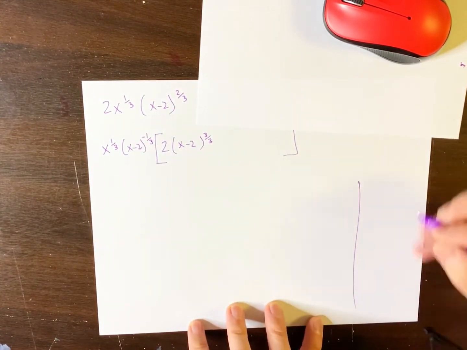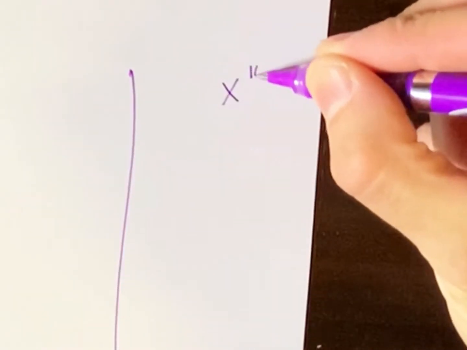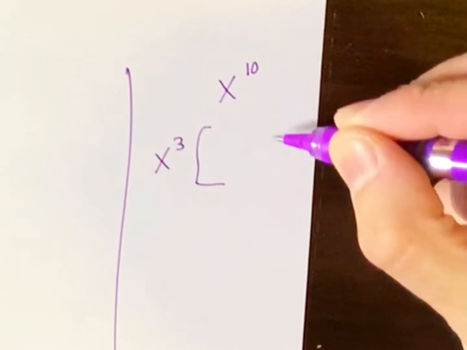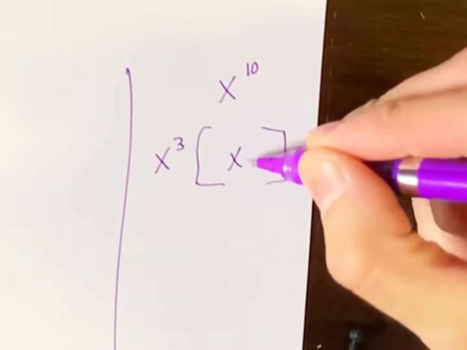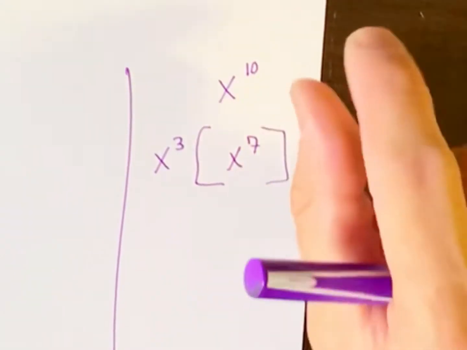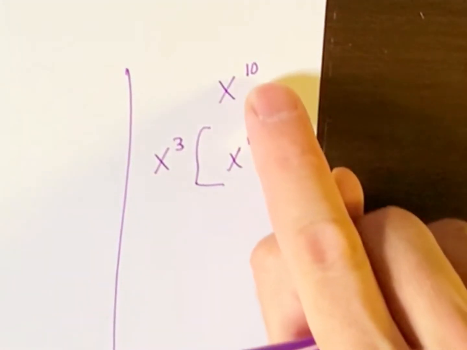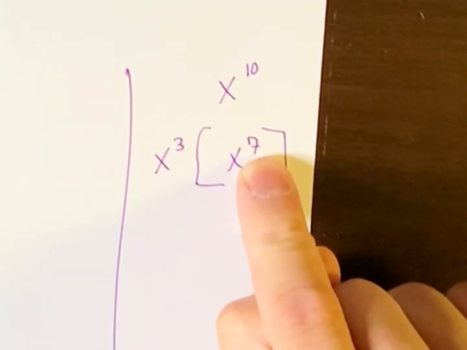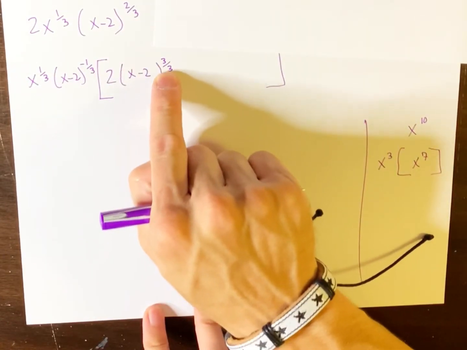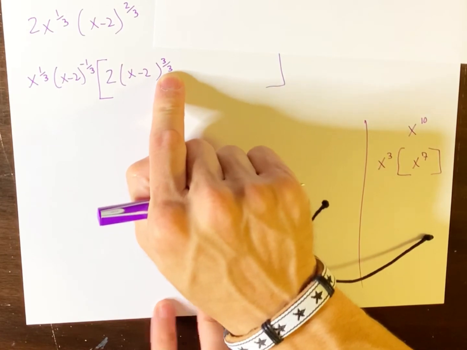What if I have, by way of example, x to the power of 10? And let's say I take out x to the power of 3. What would be left inside? X to the power of 7. How do I know? Because this plus this has to be that, and similarly, that minus that has to be this. So that minus that, the double negative becomes that. I know that 3/3 is 1. I'll just leave it like that for now.